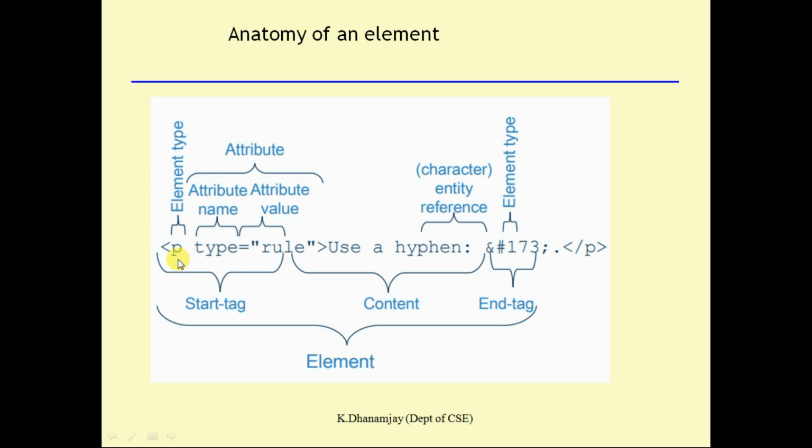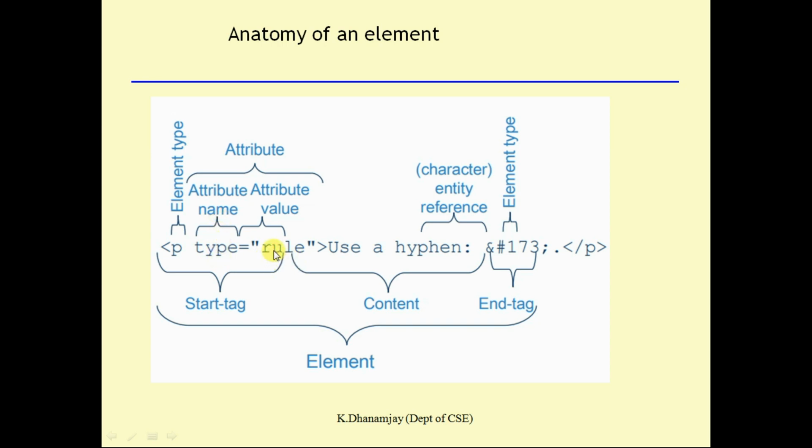So here we can have one element type, that is p for paragraph. Here that is ended. Now here we can have the starting tag from p start to here. These are angular brackets. This is also an angular bracket. So from here to here, that is the starting tag, and from here this is the ending tag. Here we are using content, normal information, which is a character entity reference, and the entire thing comes under an element. Here we can have type, that is an attribute, and here this is a value.